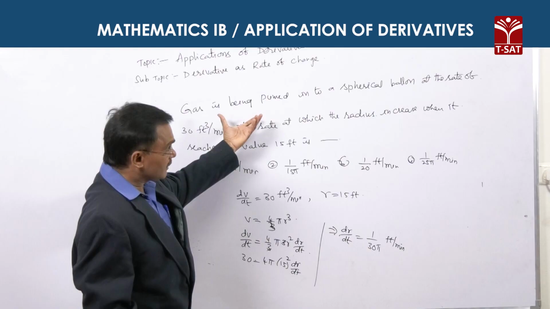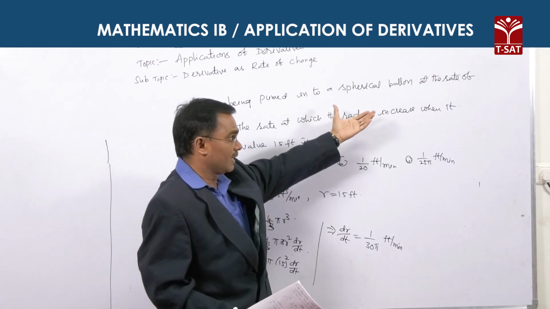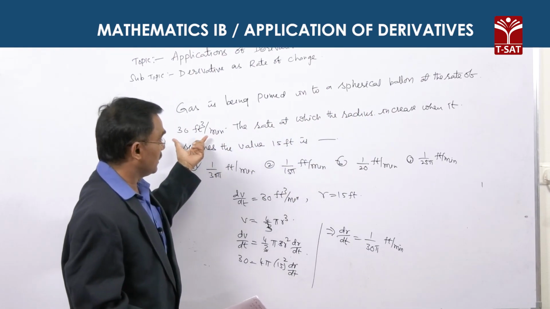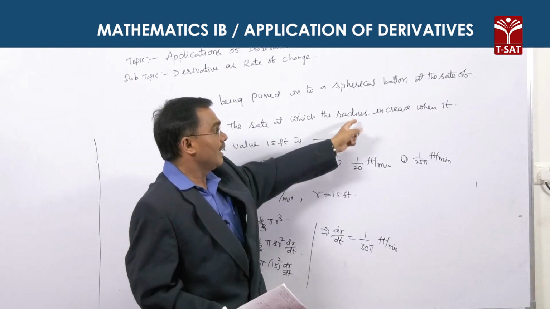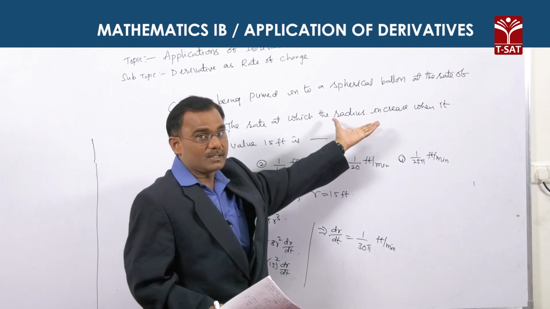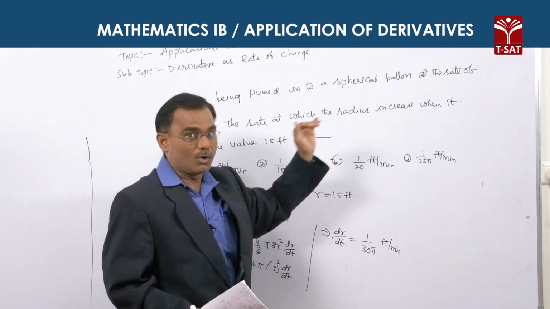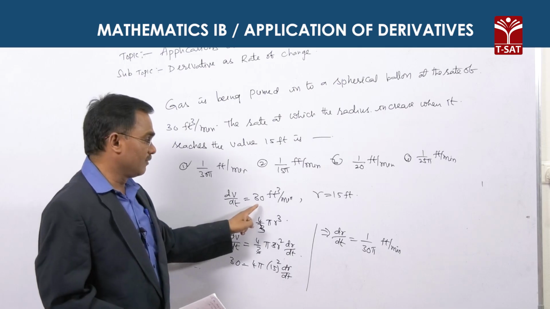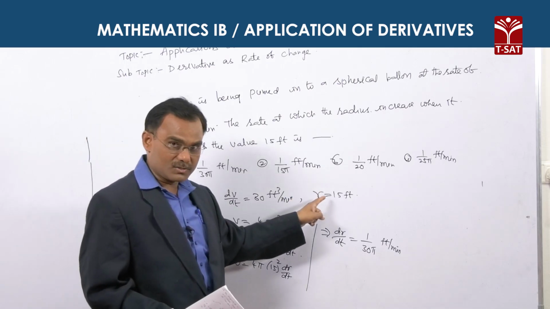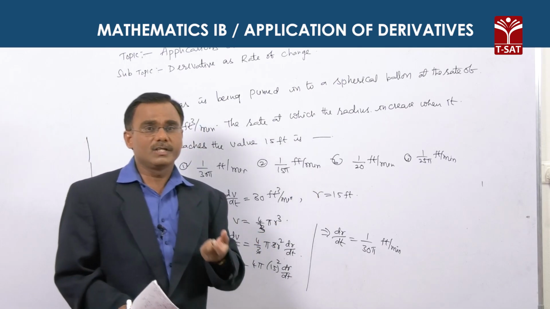What is given? A gas is pumped into a spherical balloon at a given rate of change in volume, and the radius is given as 15. What is asked is the rate of change in radius. The rate of change in volume is 30 feet cube per minute, and the radius is given. Find the rate of change in radius.